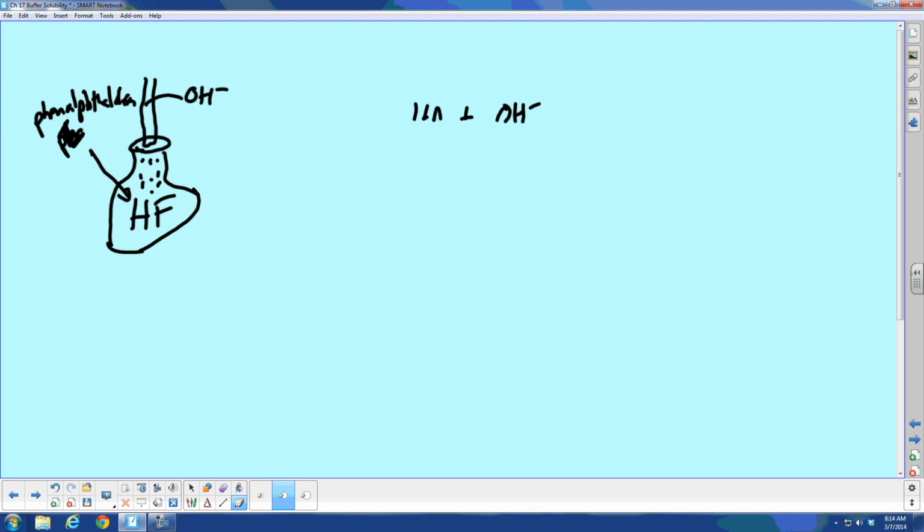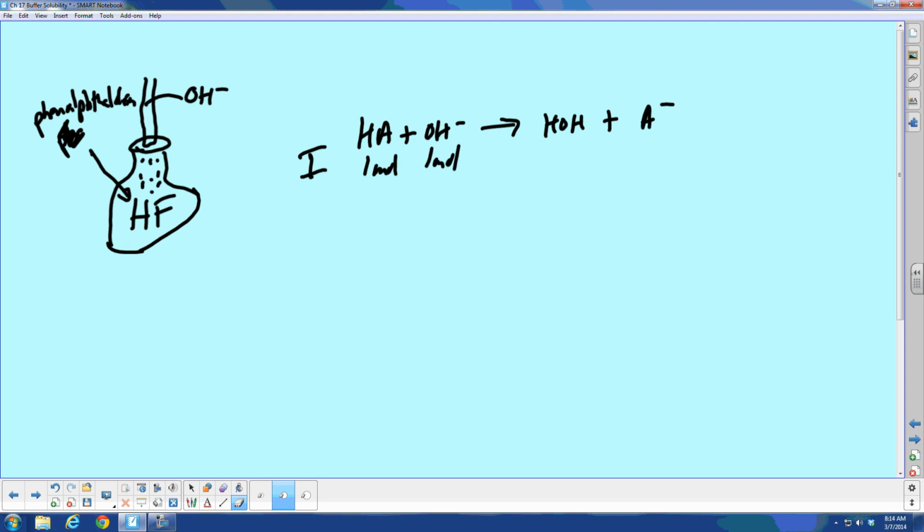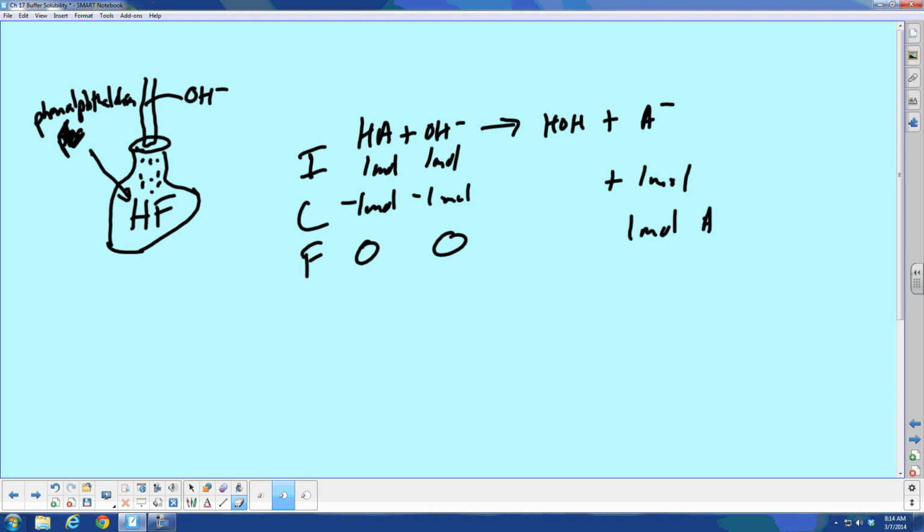Okay, so let's go back. I have my HA plus OH minus, and I end up with HOH plus A minus. And we said if I started off with 1 mole of this, and I have 1 mole of this, what's the change going to be? Well, that's going to be a minus 1 mole. This is a minus 1 mole. This is going to be a plus 1 mole. And what do we have left at the end? Finally, I have 0, 0, and I have 1 mole of A minus, meaning at my equivalence point, all I have is my weak base.